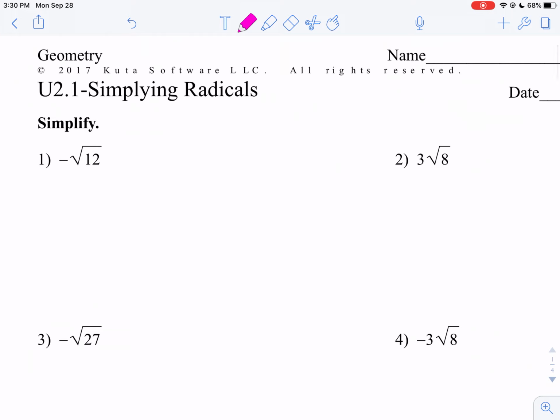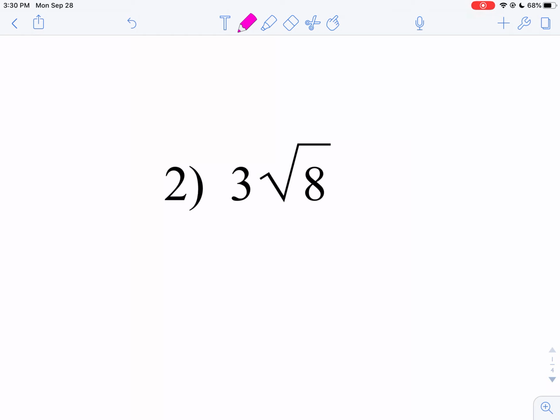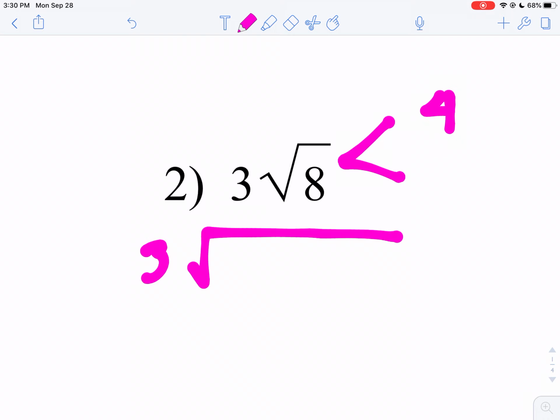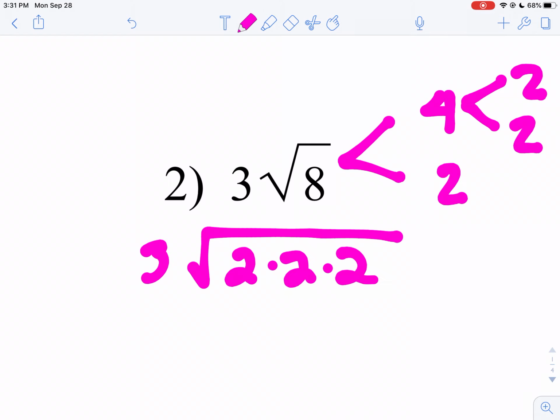I did number 1 in the other video, so I'm going to go ahead and do number 2. Number 3 is probably one of the simplest questions that you can have. You have a coefficient of 3 and a radicand of 8. So break down the 8. The 8 is 4 times 2, and 4 is 2 times 2. So you rewrite 8 as 2 times 2 times 2. You are working with the second root because you don't see anything here. That means the index is 2, so you're looking for 2 of a kind. Then you can just pair them up. I see a group of 2.